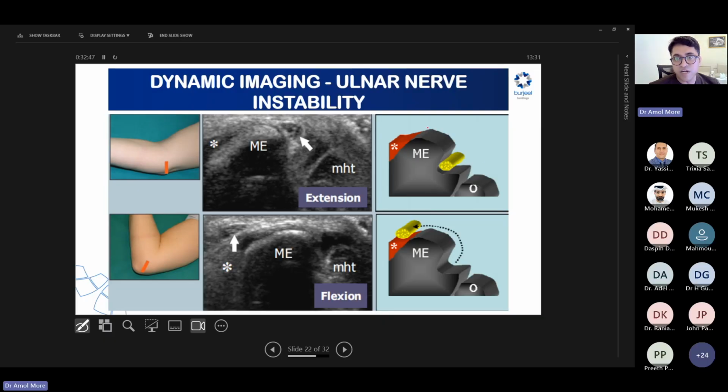This is the diagrammatic representation of this image. You can see that in extension, the nerve is nicely located in the cubital tunnel, and in flexion, it is snapped out from the cubital tunnel.